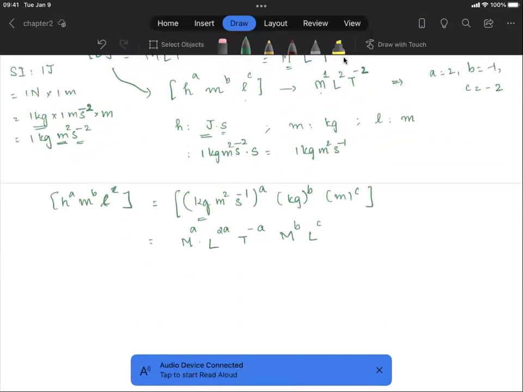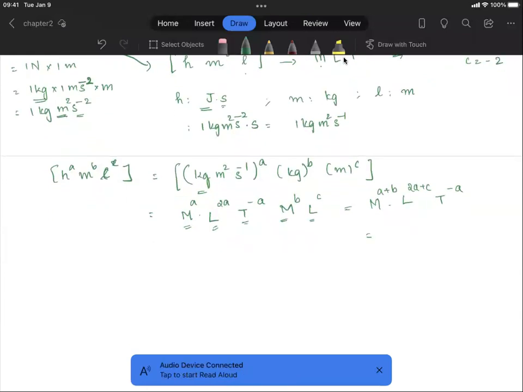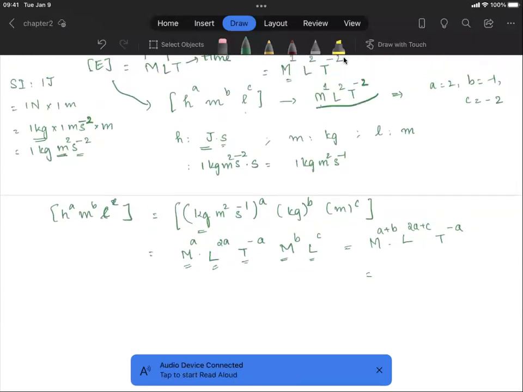Now, I am going to put the like terms together. So this will be mass to the power a plus b, and length to the power 2a plus c, and time to the power -a. Now this has to be equal to this value, right? So this should be equal to mass to the power 1, length squared, time to the power -2.